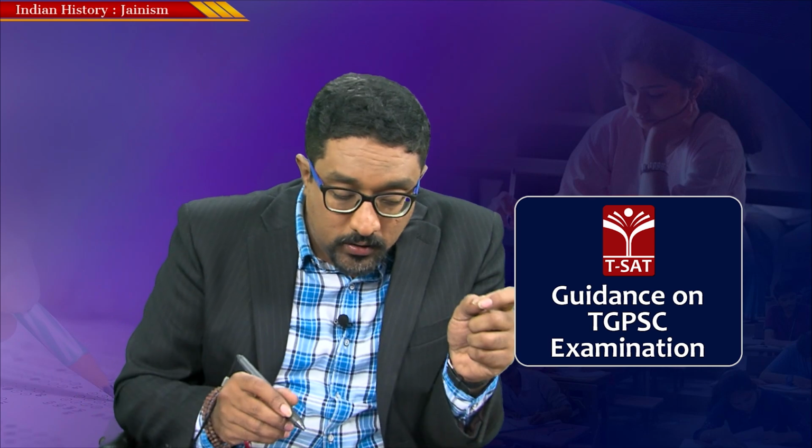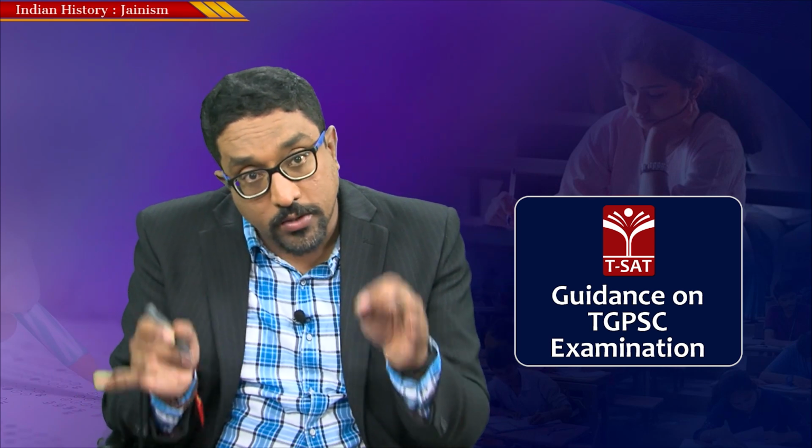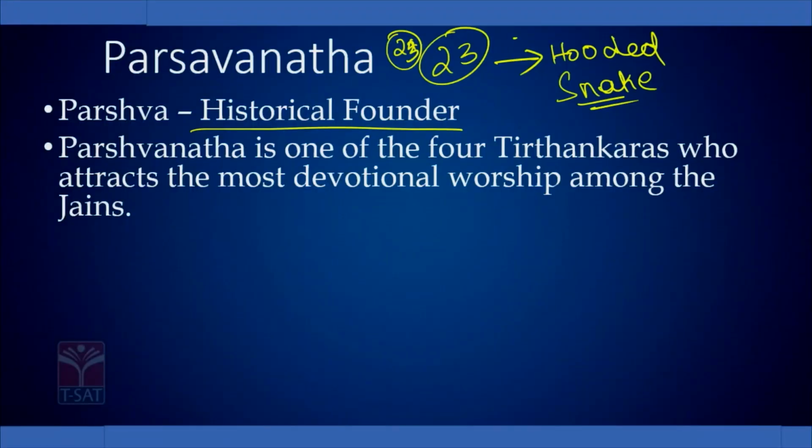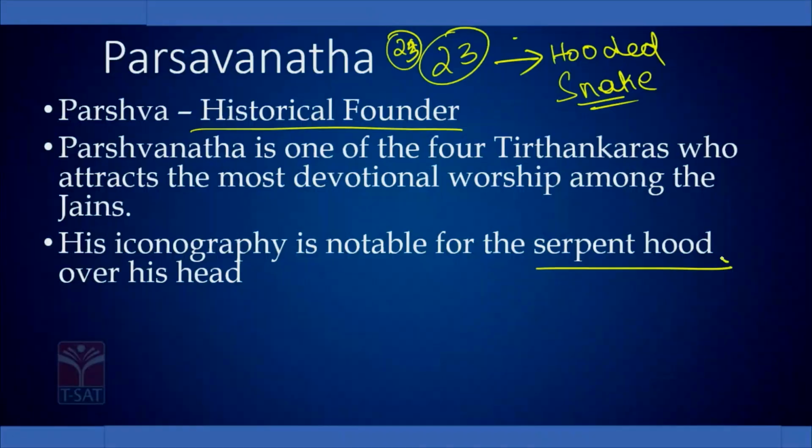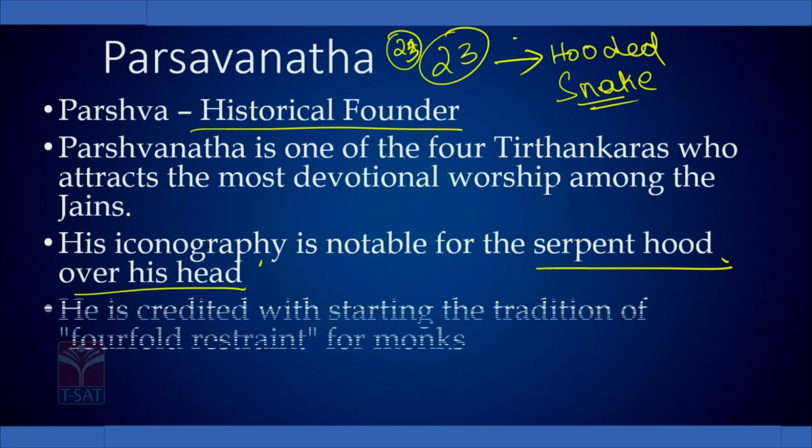Parshvanatha is one of the 4 Tirthankaras who attract the most devotional worship among Jains. The others are Rishabhanatha, the first Guru, Arishtanemi or Neminatha, the 22nd Guru, Parshvanatha, the 23rd Guru, and the 24th Guru, Vardhamana Mahavira. Among these 4, Parshvanatha gets the most devotional worship. As I said, he is represented with a serpent hood over his head, just like the snake opening like a hood on Vishnu, which we see in Hinduism, is also seen in Jainism.